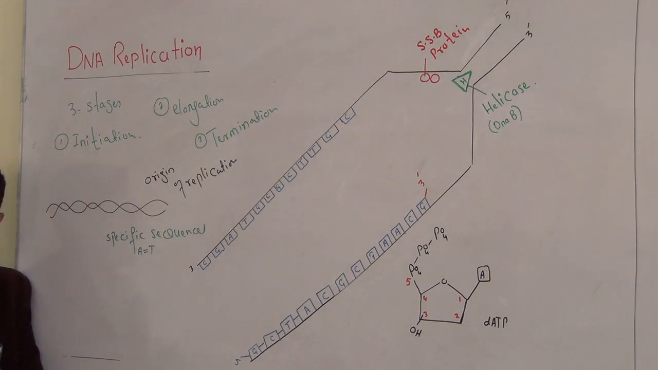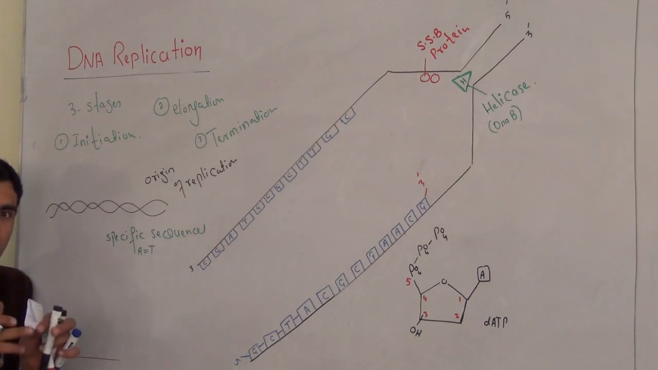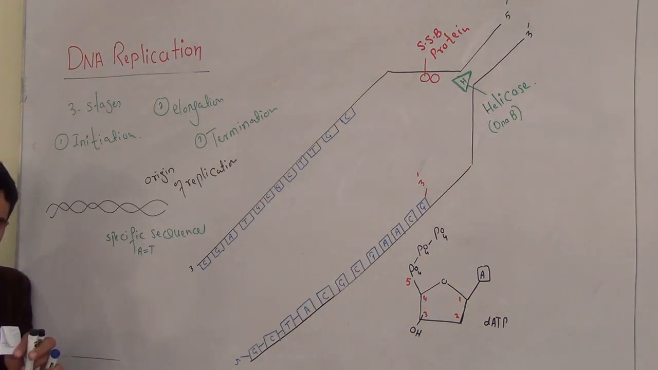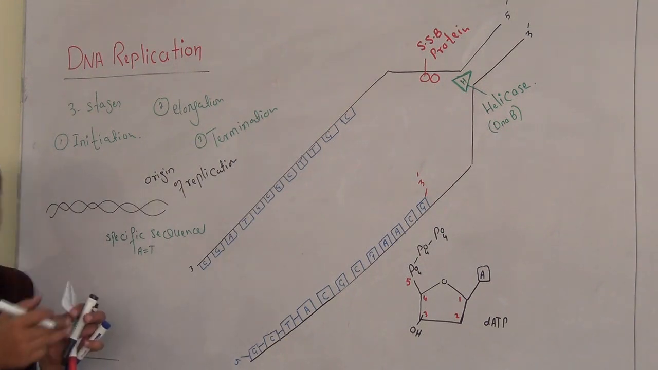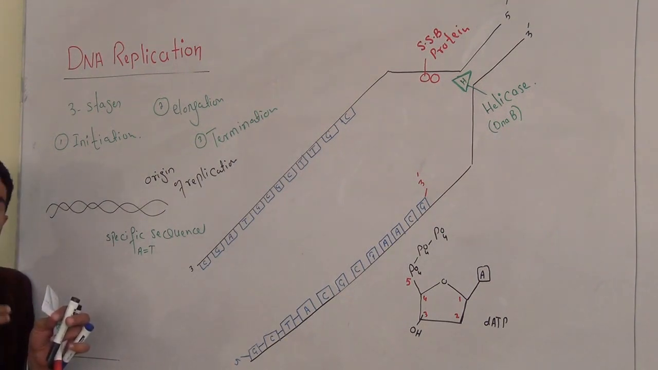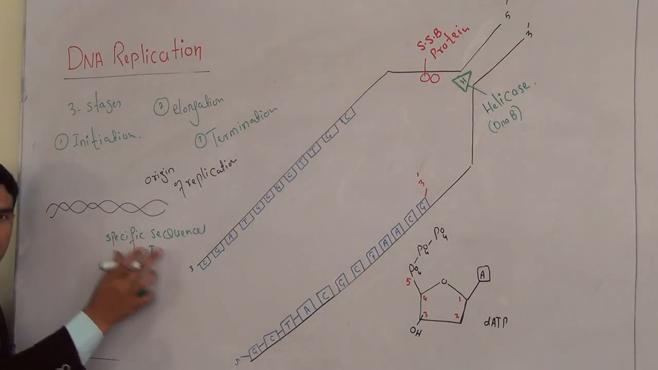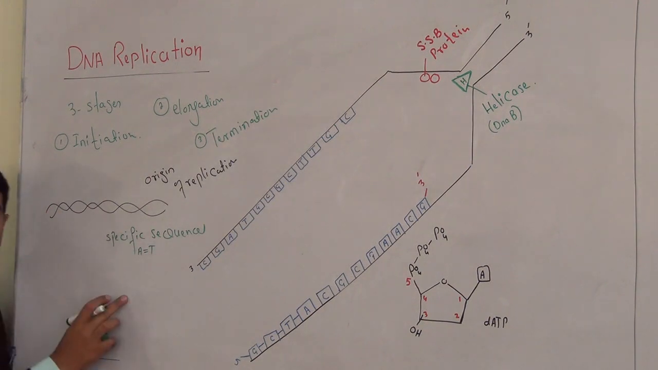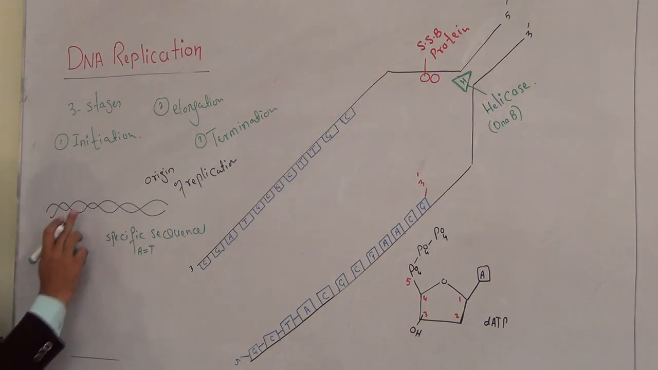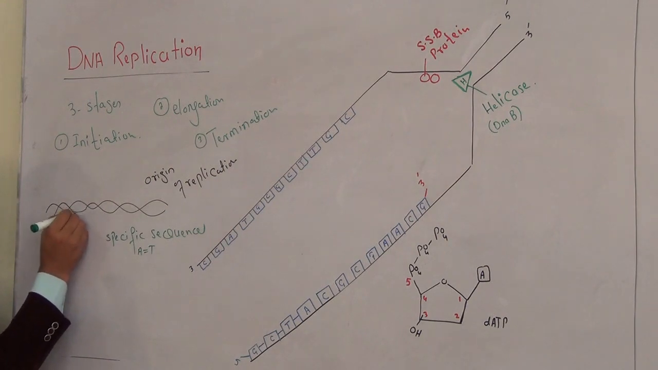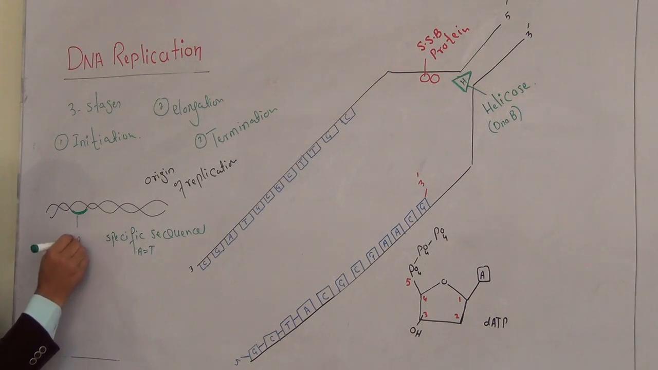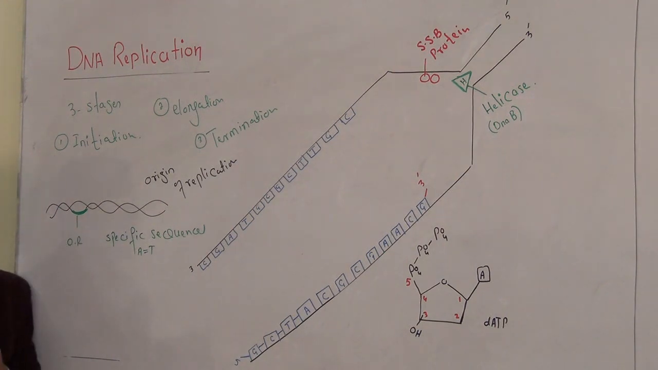Remember one more thing, I did not tell you in the beginning that replication can be studied in the prokaryote as well as in the eukaryote. So now we are in the prokaryote. We are studying this replication process in the prokaryote. So this is a specific sequence. We call it origin of replication. Let's suppose this is the site, that we say is the origin of replication, OR.